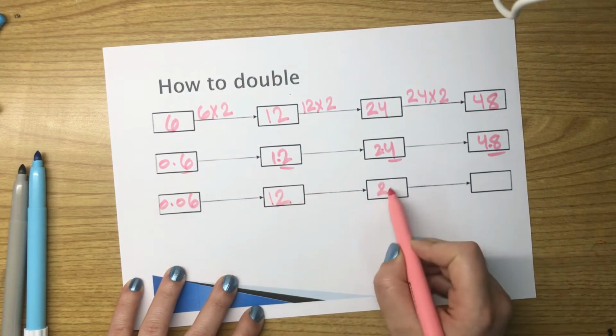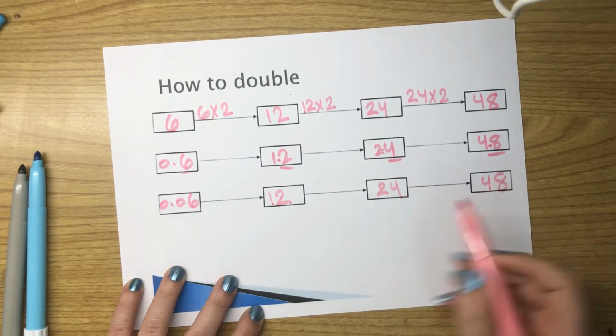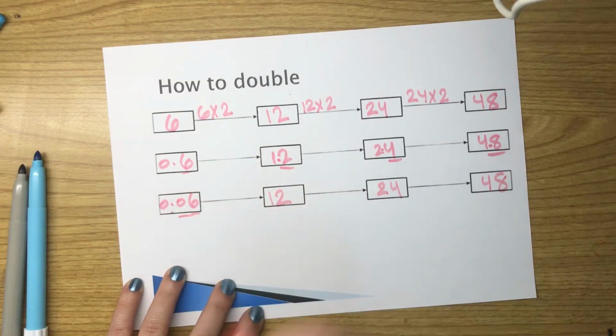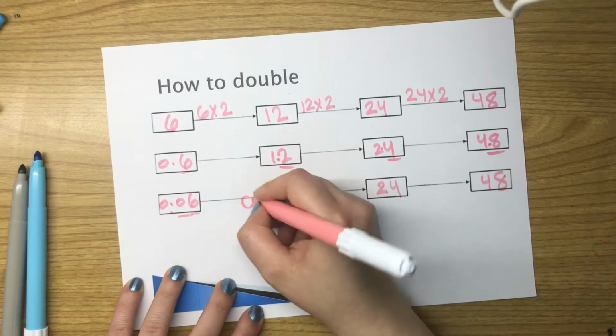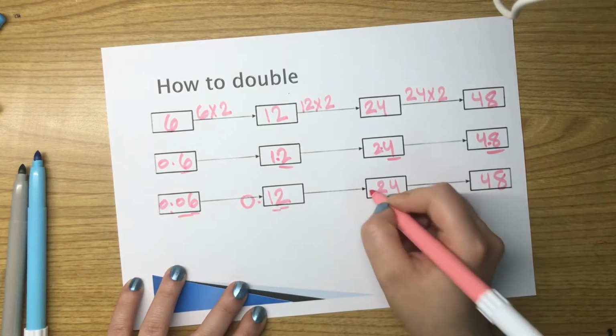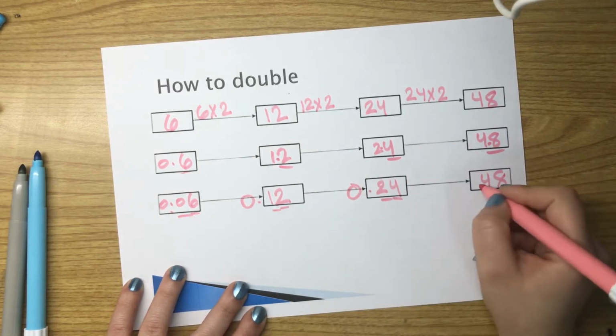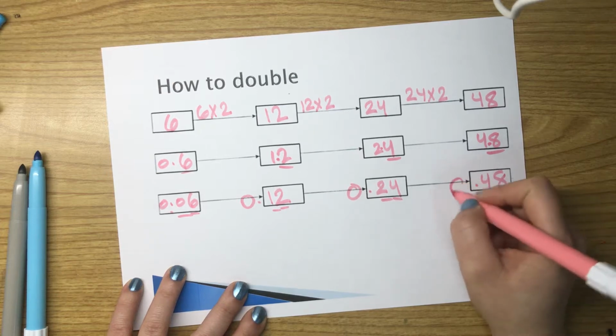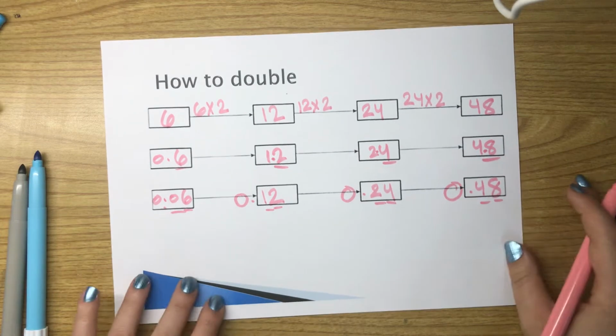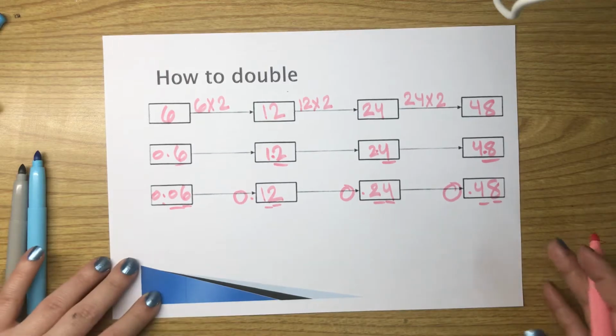12, 24, 48. Two decimal places, with a 0. Two decimal places, then a 0.